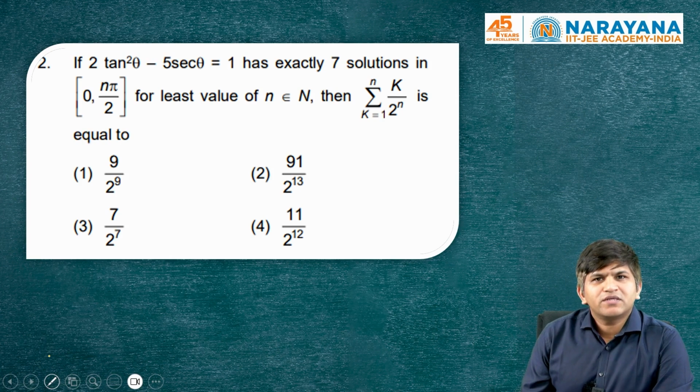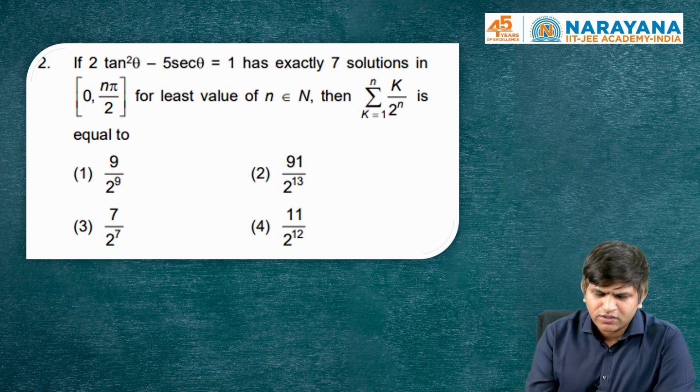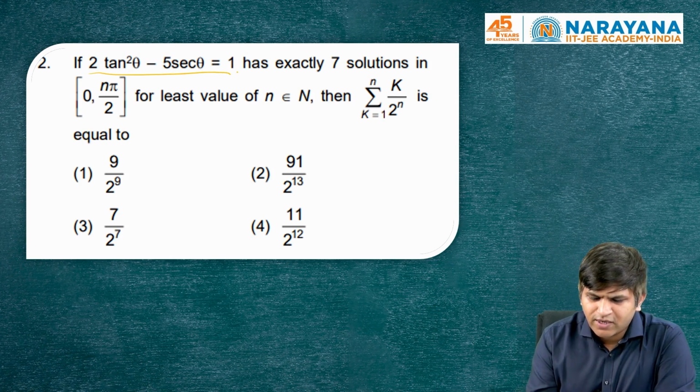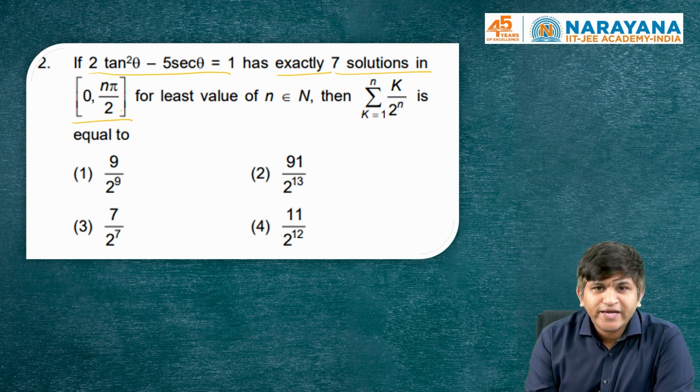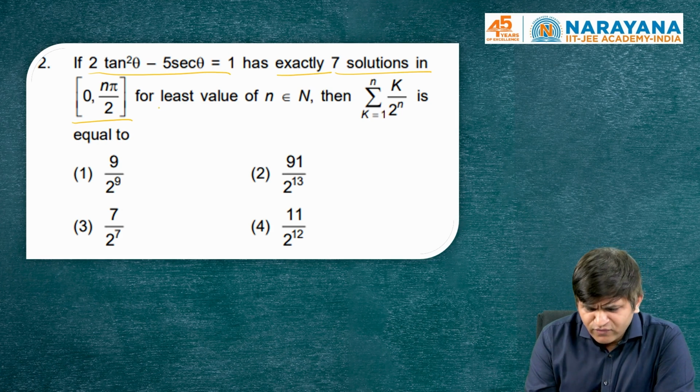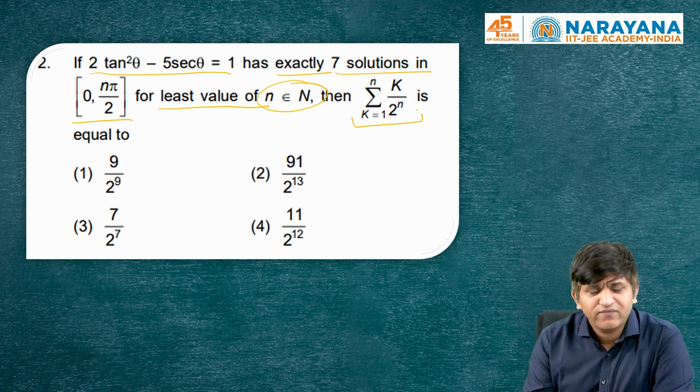In the second question, there is a trigonometric equation that has exactly 7 solutions in the interval 0 to nπ/2. We have to find the least value of n, where n belongs to the integers, and then after finding n we have to calculate this sum, right?